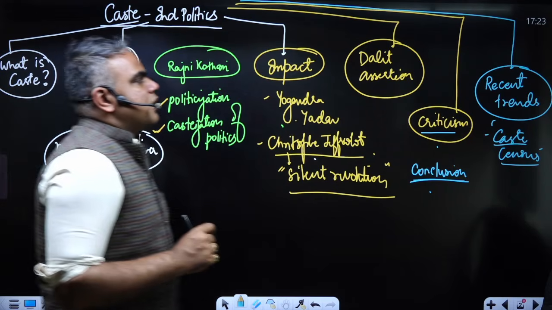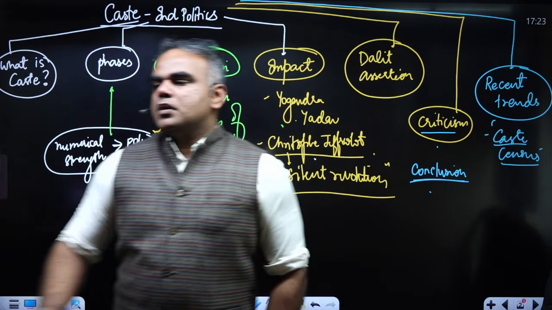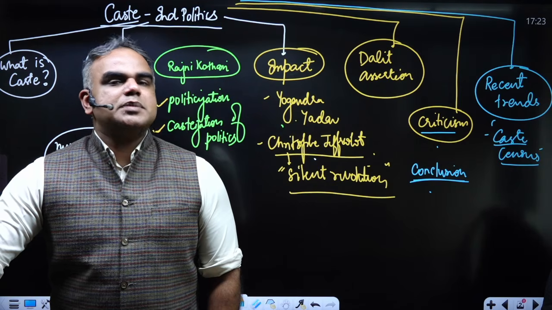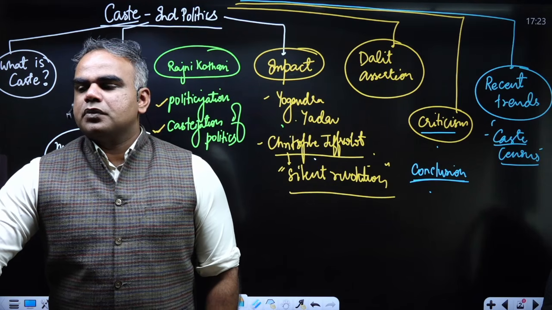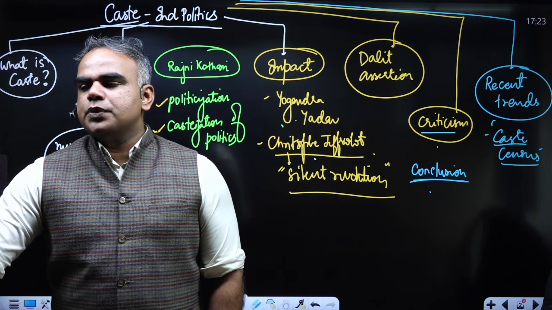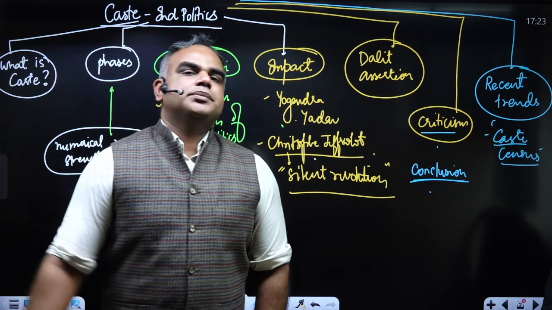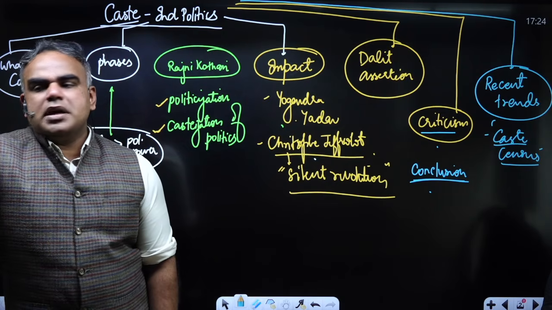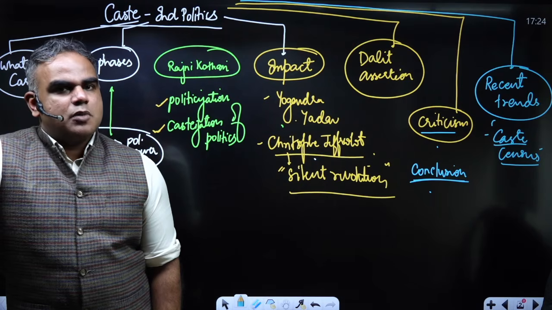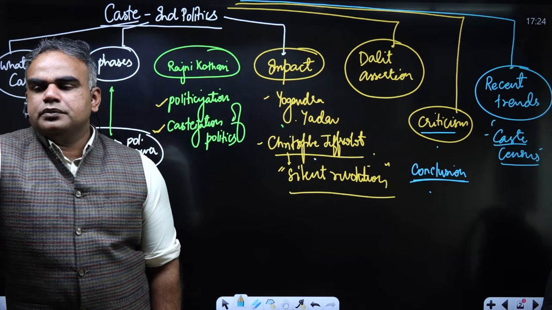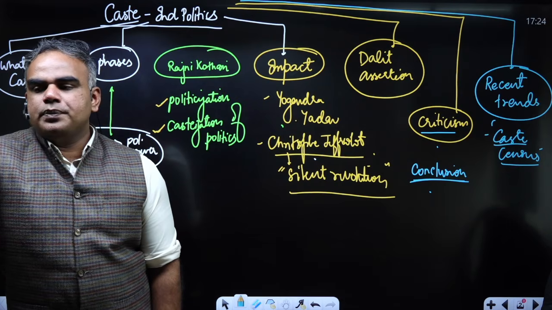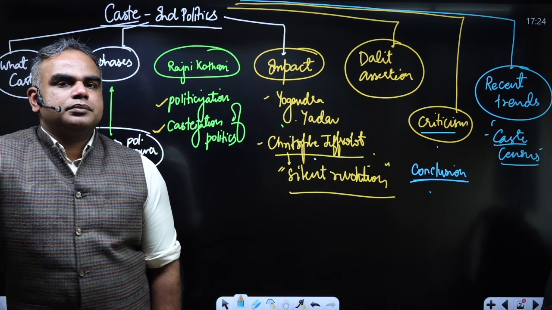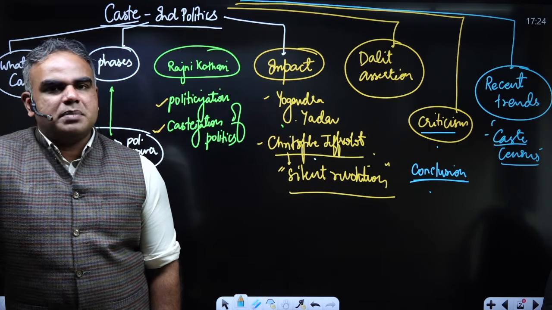Put a dash and write: caste has been democratized, yet democracy continues to be mediated by caste. Okay, this again will tell you almost like a paradox, right? Caste has been democratized, yet democracy continues to be mediated by caste.